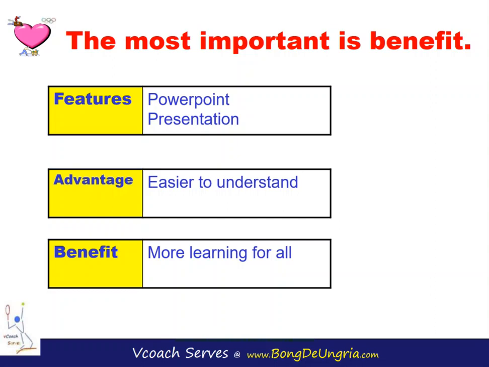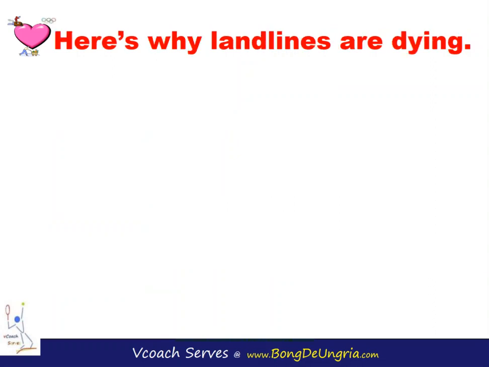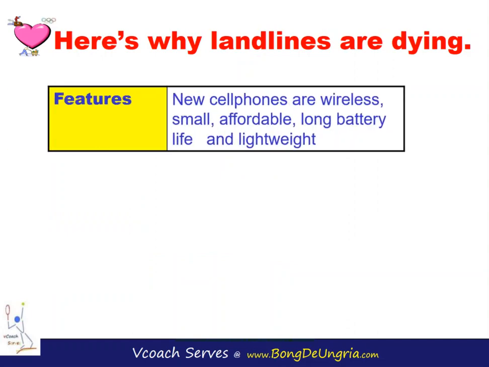Another example of features, advantages, and benefits is as far as phone landlines are concerned. Now, what's the feature? Well, new cell phones are wireless, small, affordable, long battery life, lightweight. Now, you may not remember that once upon a time, phone units were very expensive. Only doctors and rich businessmen can afford it. The batteries were huge. It's hard to carry around. And the subscription was very expensive. Okay. But now, cell phones are again wireless, small, affordable, easy to carry around.